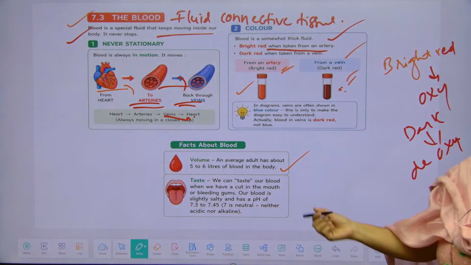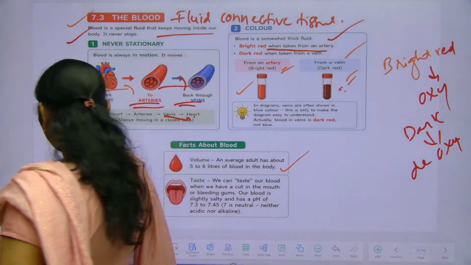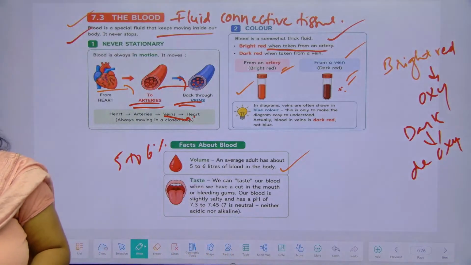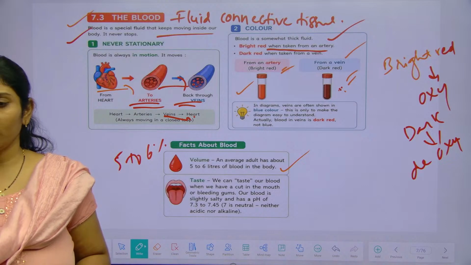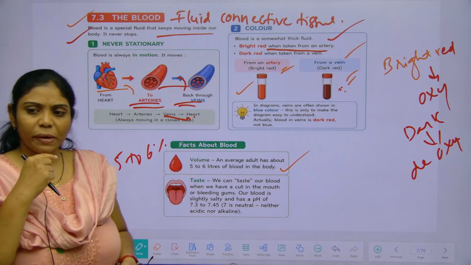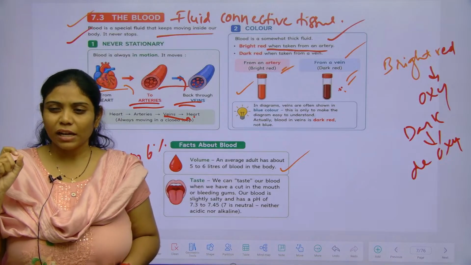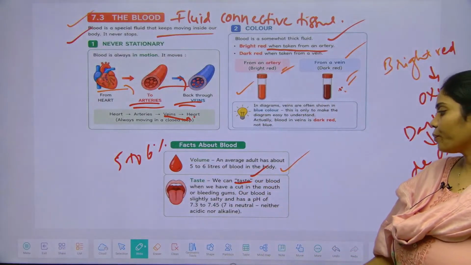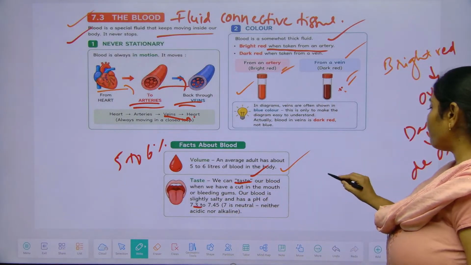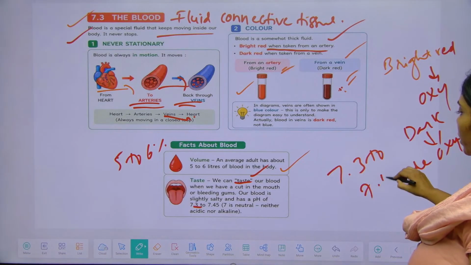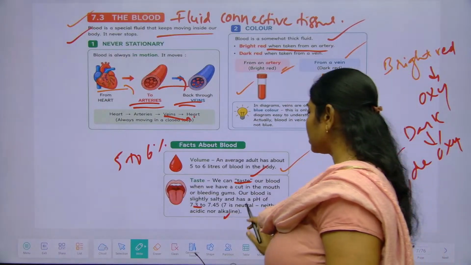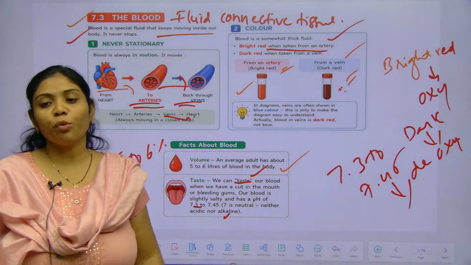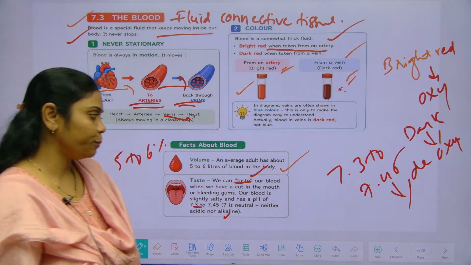And what is the blood volume? How many liters of blood will be present in human beings? That is 5 to 6 liters. Have you tasted your blood at any time? For example, if a small cut happened, immediately in olden days what did they used to do? They used to keep it inside the mouth. At that time how does it taste? It's a little salty. And the pH is what? 7.3 to 7.45. 7 is neutral, but 7.3 means basic or alkaline in nature.